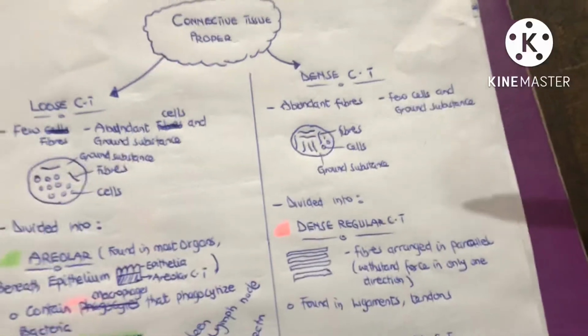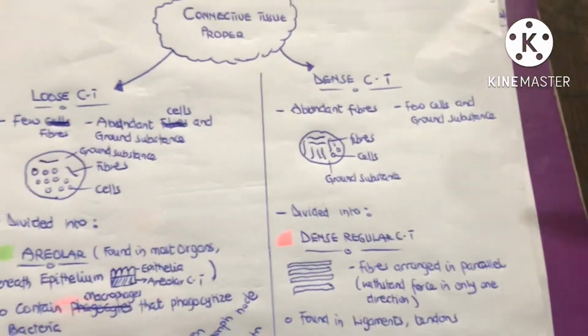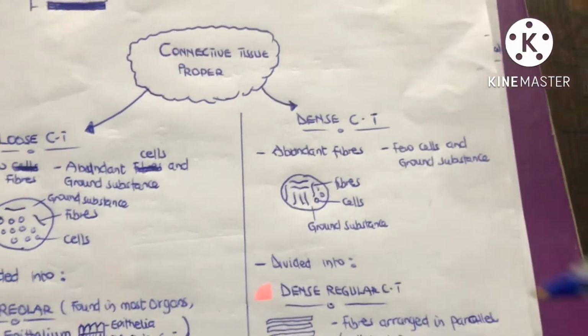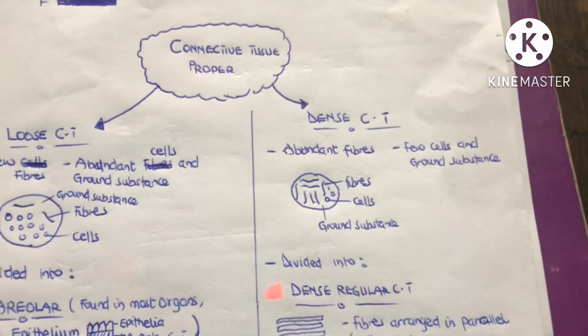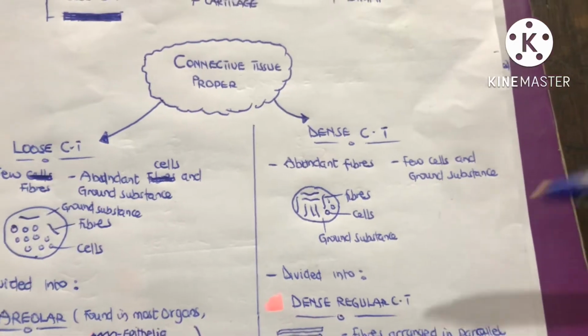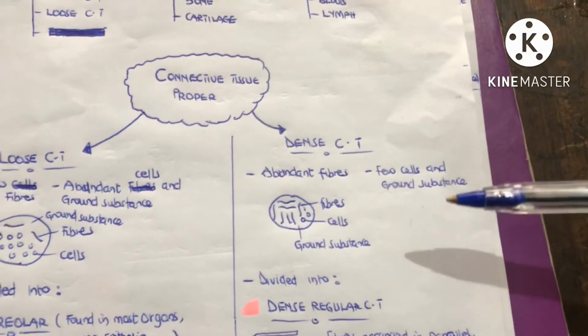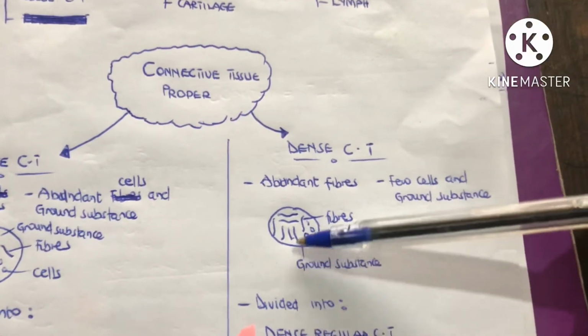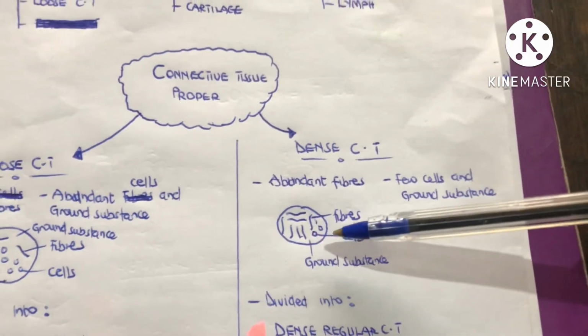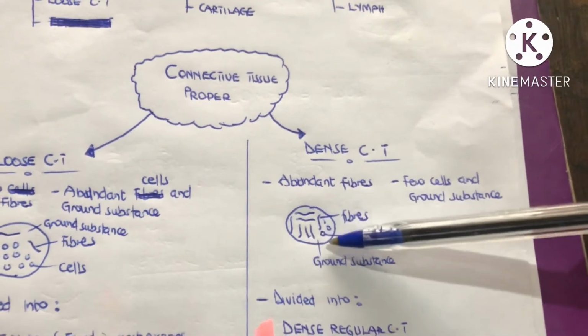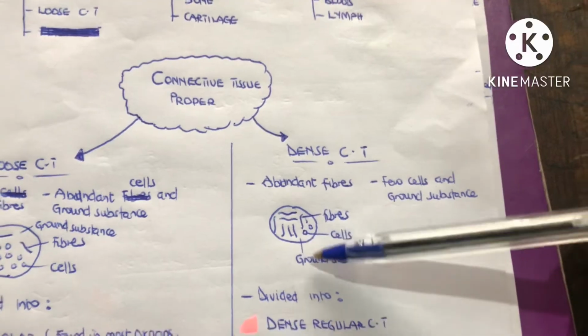So let's move to the dense connective tissue. The dense connective tissue has abundant fibers. That's why we call it dense. It has abundant fibers, and few cells and ground substance. So let's say that this represents dense connective tissue. It has abundant fibers, few cells, and little ground substance.